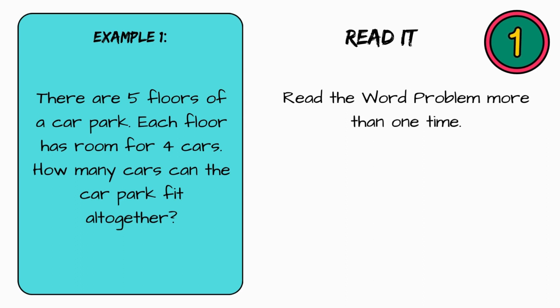Number one, read it. So we covered step one. Step one is read the word problem more than one time, or as many times as you need to be able to understand the word problem. So we're going to read it again. There are 5 floors in a car park. Each floor has room for 4 cars. How many cars can the car park fit all together?